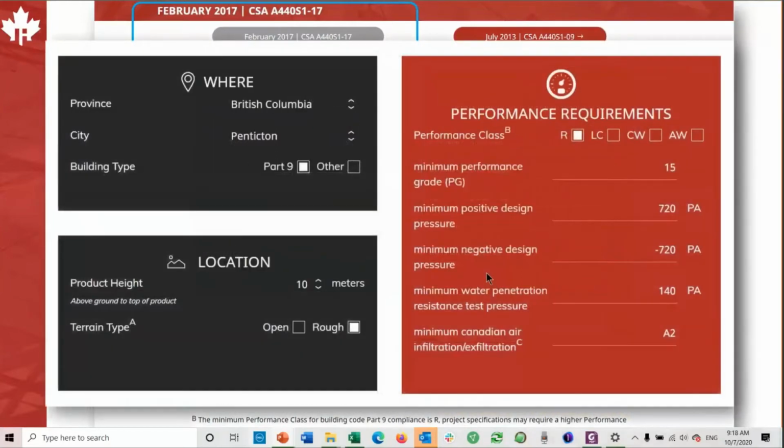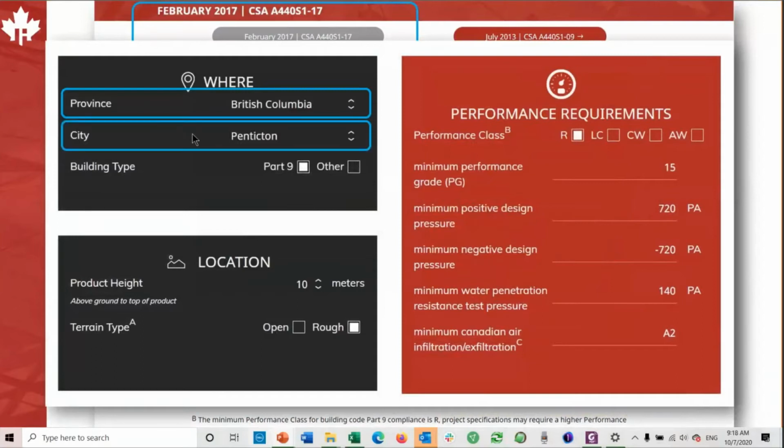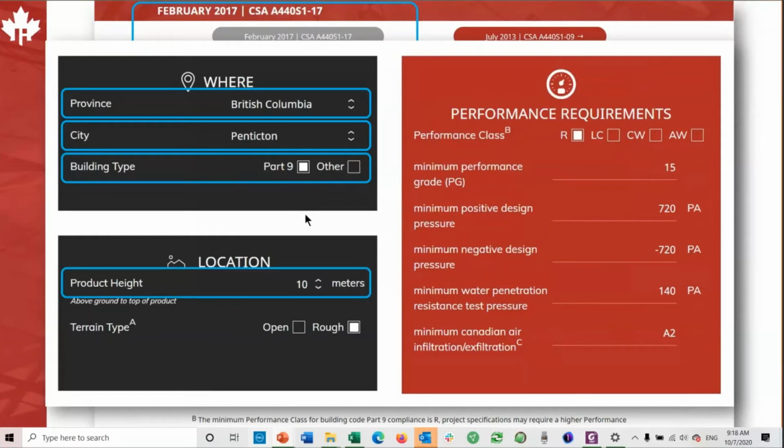So now that we know that, let's walk through the inputs of the calculator and the results that it gives us. You start off here with choosing the province you're in. You can choose your city, and you choose your building type, Part 9 or other. It's very important to make the correct choice here because different calculations are employed for larger buildings than for smaller buildings. The product height starts at 10 meters.